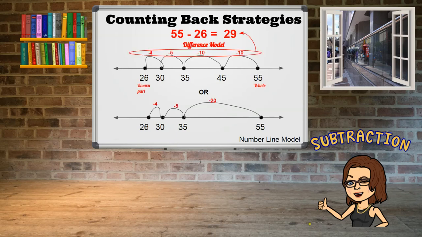The difference model looks different. The student will start at 55, the whole, and they will count back to the known part, 26, to find the difference between 55 and 26, which is the other part. In this example, the answer is above the hops.